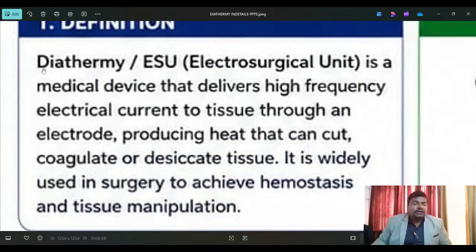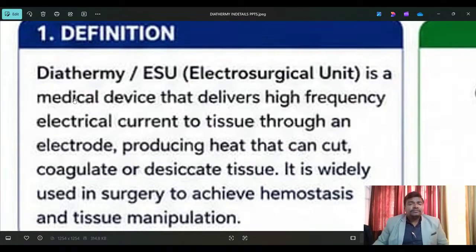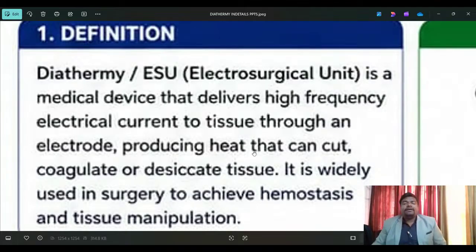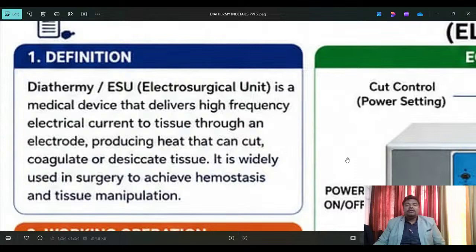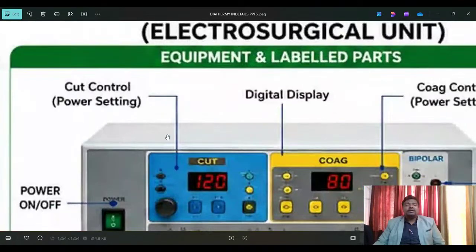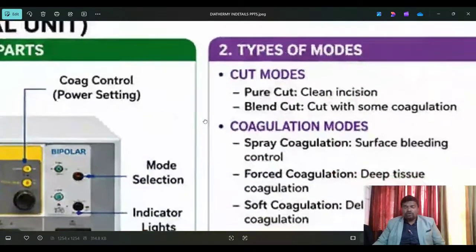Okay, right. Again, I'm going to read this one. Definition: diathermy or ESU, electrosurgical unit is a medical device that delivers high frequency electrical current to tissue through an electrode, producing heat that can cut, coagulate, or desiccate tissue. It is widely used in surgery to achieve hemostasis and tissue manipulation. Okay, this is the definition of the electrosurgical unit. I hope you understand. First, I explained the label part. Next, definition. Next, we will go to types of modes.